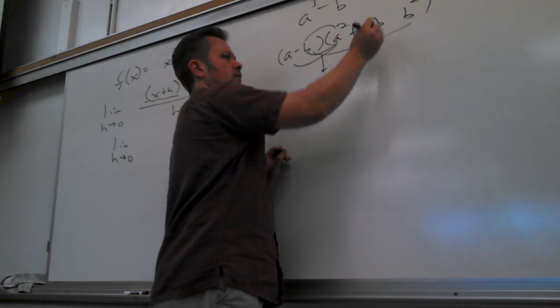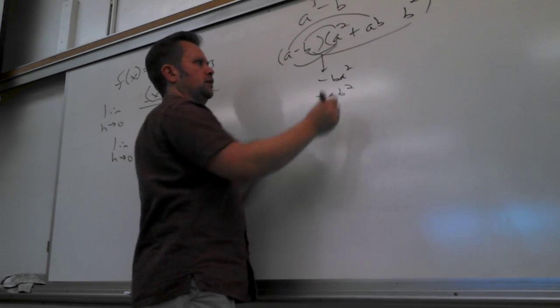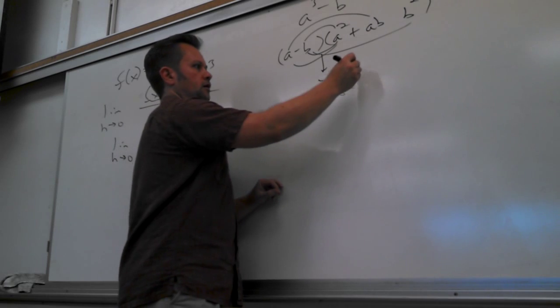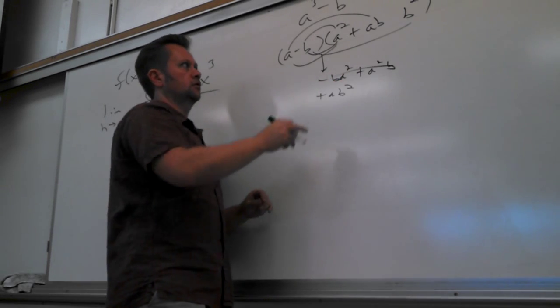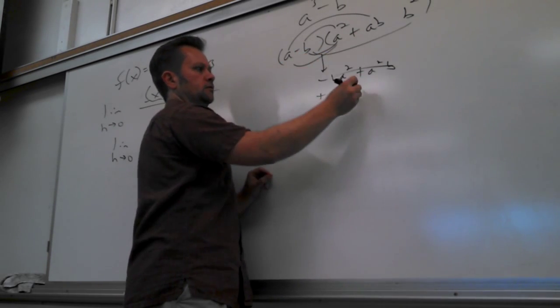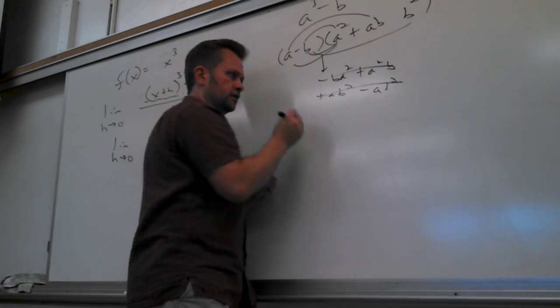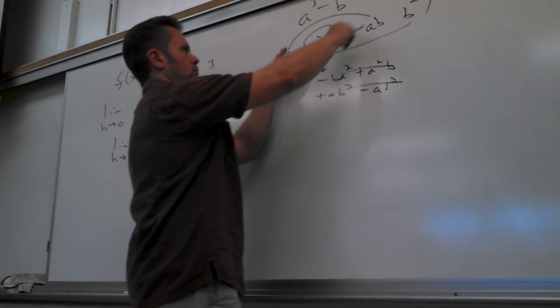ab. So now what do I get? What's a times ab? A squared b kills that. What's b? Negative b times ab? Minus ab squared kills that. And I'm just left with a cubed minus b cubed.